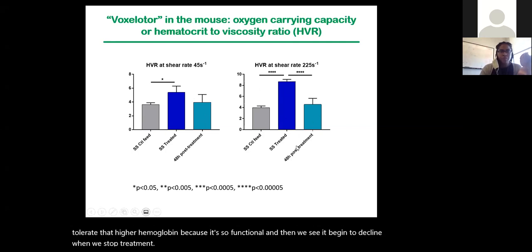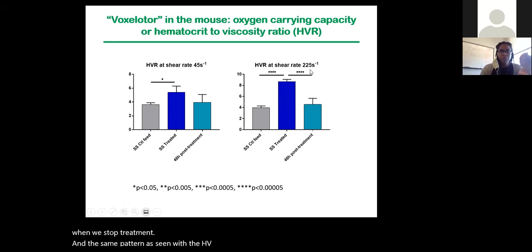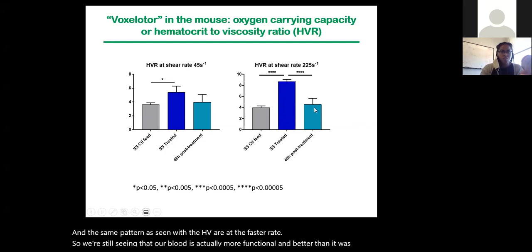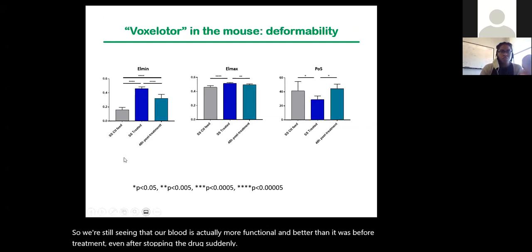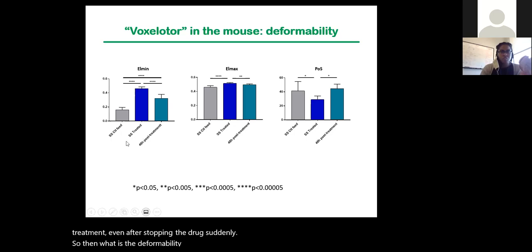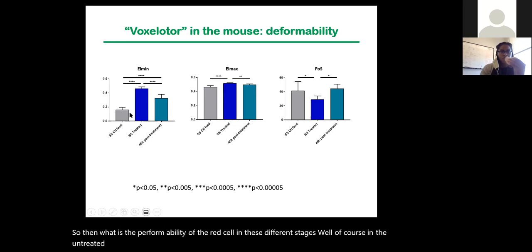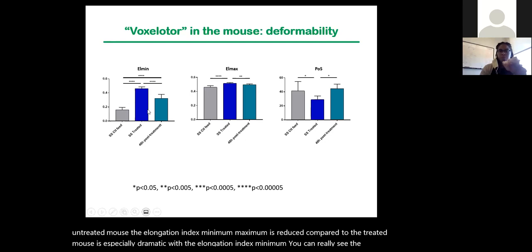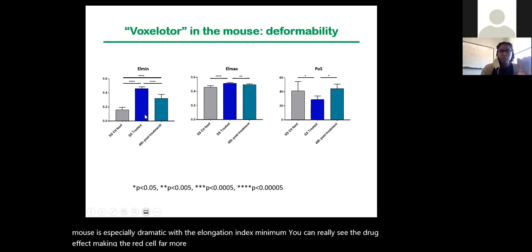And the same pattern is seen with the HBR at the faster rate. So we're still seeing that our blood is actually more functional and better than it was before treatment, even after stopping the drug suddenly. So then what is the deformability of the red cell in these different stages? Well, of course, in the untreated mouse, the elongation index minimum and maximum is reduced compared to the treated mouse. It's especially dramatic with the elongation index minimum. You can really see the drug effect, making the red cell far more flexible when it's deoxygenated.